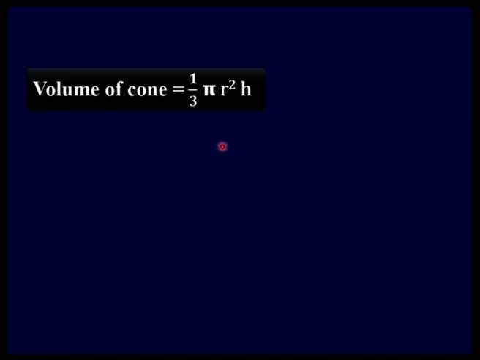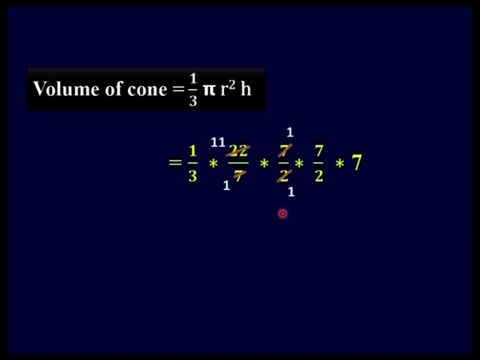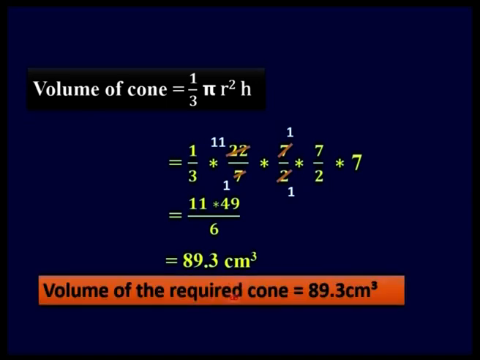Now substitute the variable values. 1/3 into pi value 22/7, radius is 7/2, r square means multiply 2 times, and height h is 7. Now see the cancellation, children. 7 1s are cancel, 2 1s, 2 11s cancel. Next, see the numerator values. 11 as it is, 7 into 7 49, 2 into 3 is 6. Now the complete answer is 89.3 centimeter cube. Now this is our required volume of the cone, 89.3 centimeter cube.